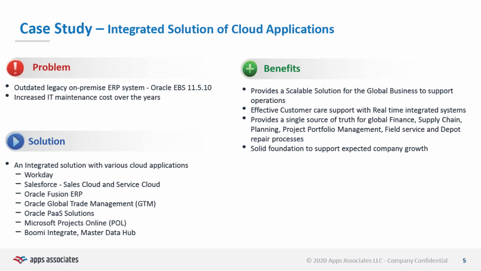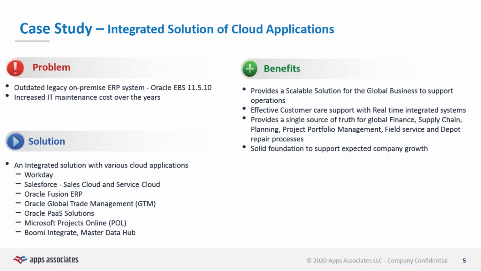So moving on, let's dive right into our customer case study. In this case study, Apps Associates implemented Oracle Cloud ERP, Oracle GTM, and Salesforce. We used Boomi as the middleware tool to integrate these systems. The customer that we implemented this for is a leading semiconductor manufacturing and life sciences automation company. They deal with a wide range of items and customers across the globe.